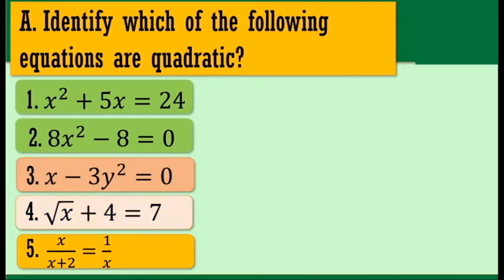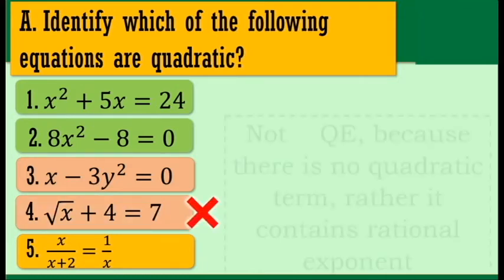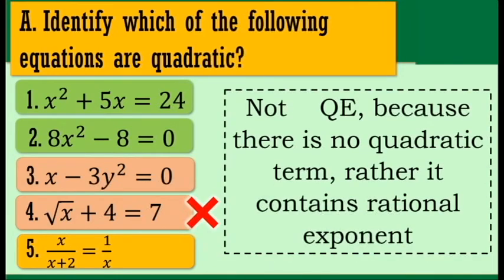How about for number 4? Let's confirm your answer. This is still not a quadratic equation, because there's no quadratic term, rather it contains the rational exponent, which is 1/2 for this square root of x. Now, how about for item number 5? Do you think this is a quadratic? What do you think? Is this a quadratic equation or not a quadratic equation?